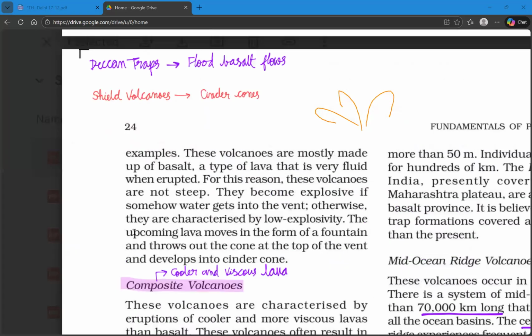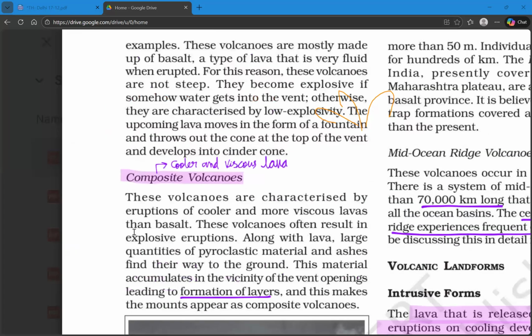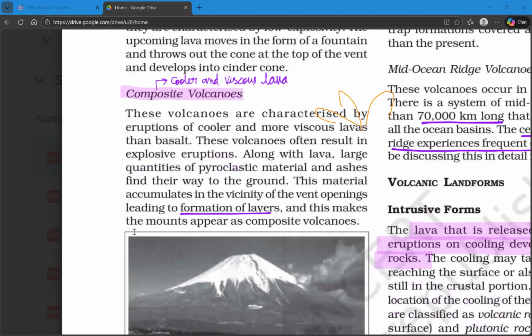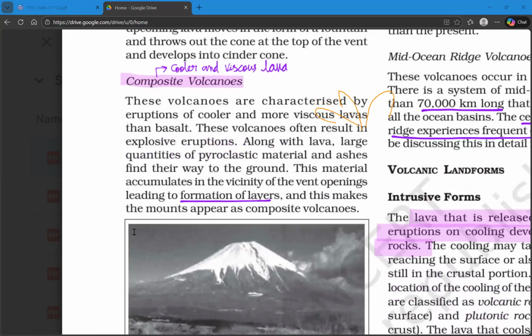And next we have composite volcanoes. These volcanoes are characterized by eruptions of cooler and more viscous lavas than basalt. So it basically has acidic lava. These volcanoes often result in explosive eruptions along with lava. Large quantities of pyroclastic debris, material, and ashes find their way to the ground. This material accumulates in the vicinity of the vent openings, leading to formation of layers, and this makes the mounds appear as composite volcanoes.